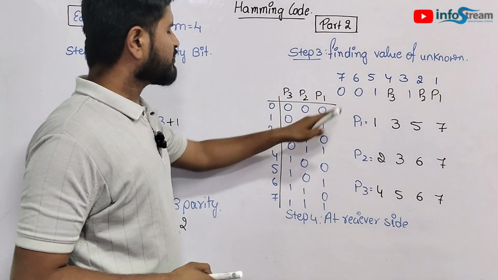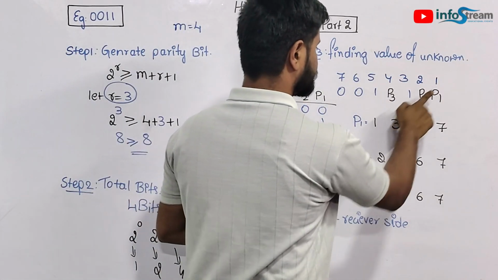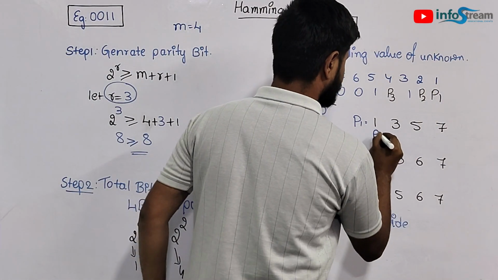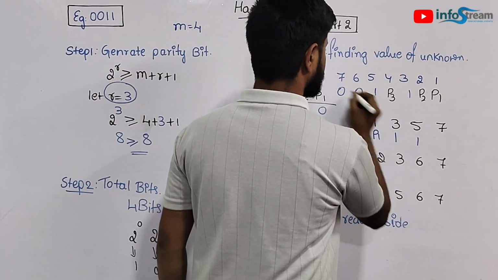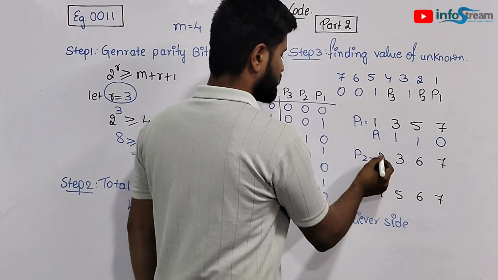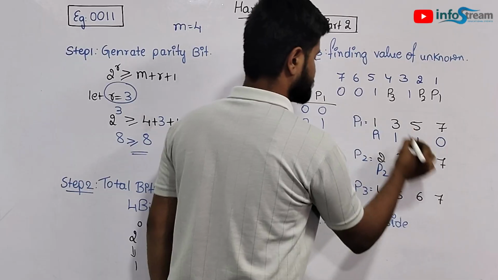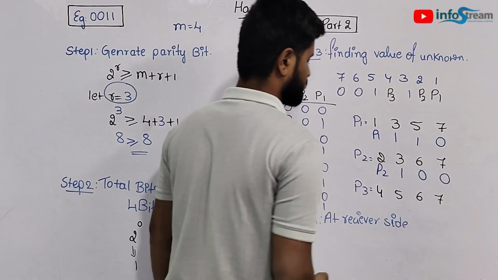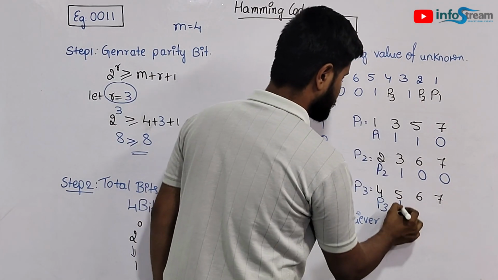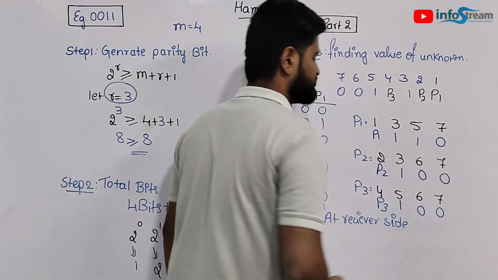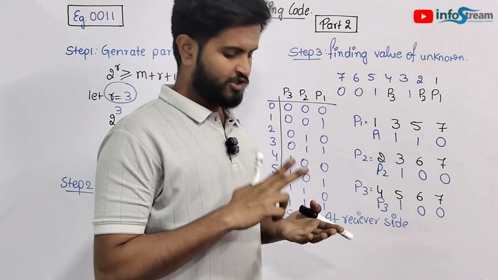Now, whatever values are in the initial table, just copy them. What is in the first position? P1. What is in the third position? 1. Fifth position? 1. Seventh position? 0. What is in the second position? P2. Third position 1. Sixth position 0. Seventh position 0. Fourth position we are having P3. Fifth position 1. Sixth position 0. Seventh position 0.